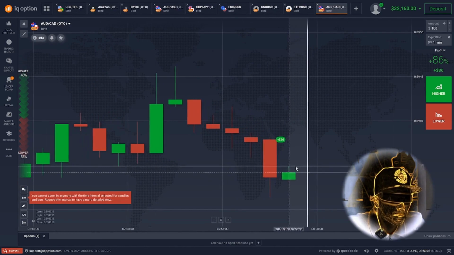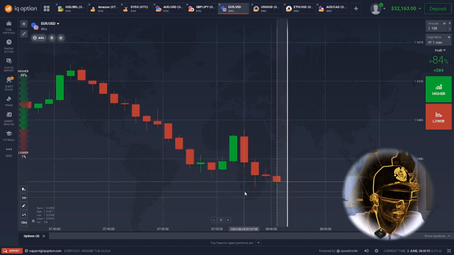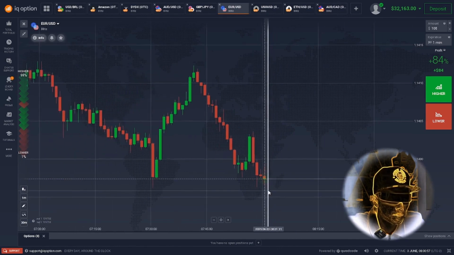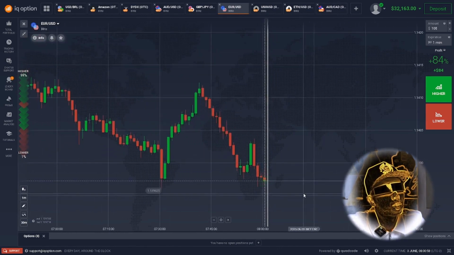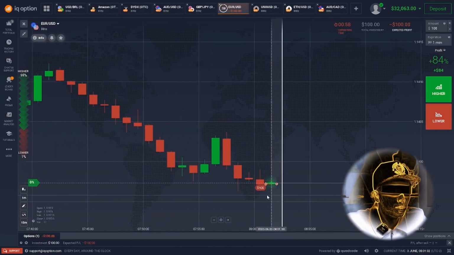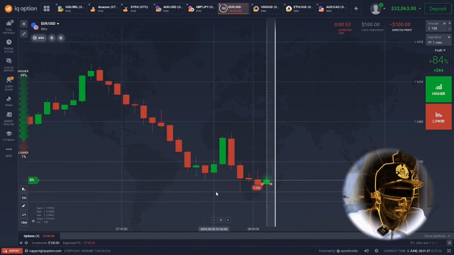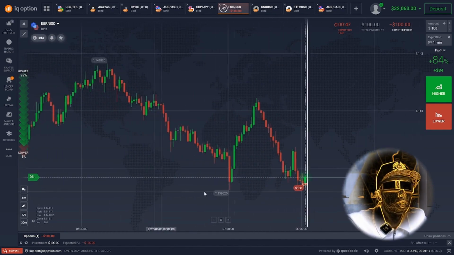Perfect. We secure another trade. Let's keep watching. And this looks similar to our situation. We see a downtrend like this. So let's enter for 1 minute. We entered exactly at the close of the 4th candle. Now let's see how the trade ends.